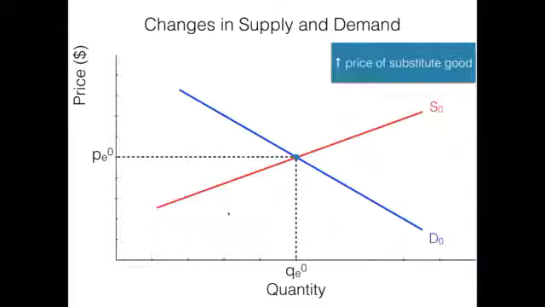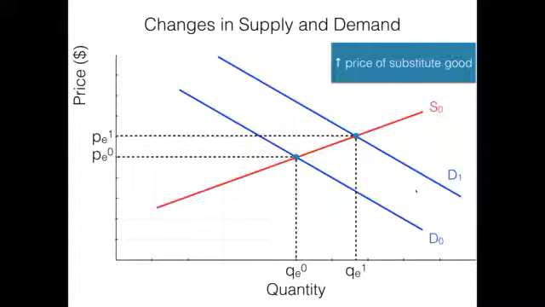If we have an increase in the price of a substitute good, you could think of it as a replacement. So if the price of the substitute good goes up, individuals will shift away from buying that good and buying this particular good. So if we have an increase in the price of a substitute good for this particular good that we're graphically analyzing here, we will see that there's an increase in demand, and that this will cause both equilibrium price and equilibrium quantity to increase.